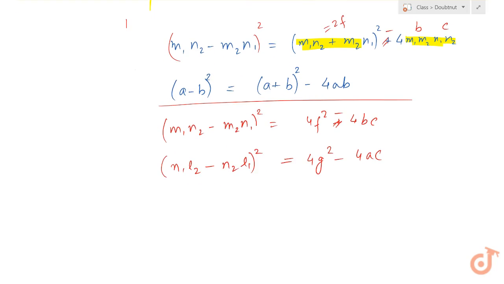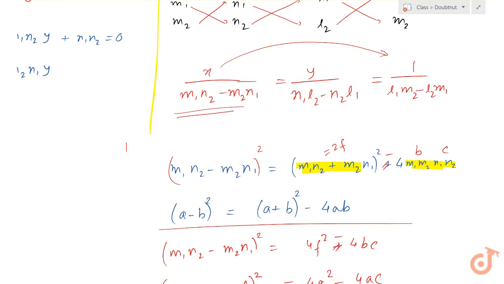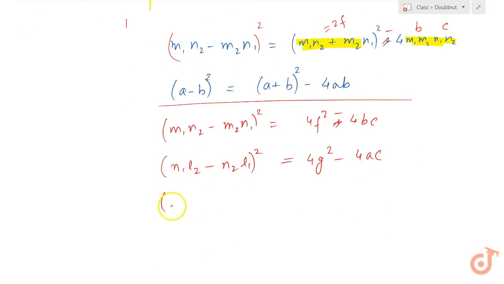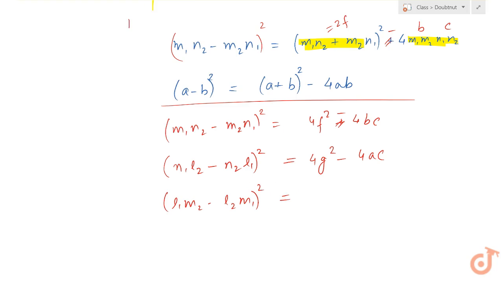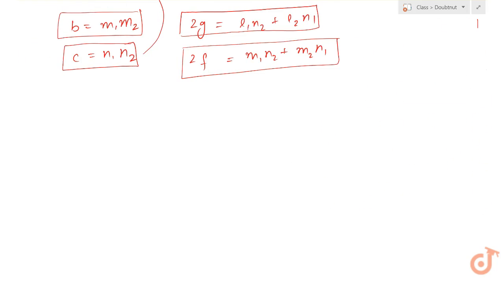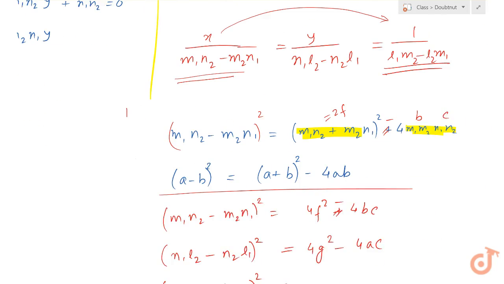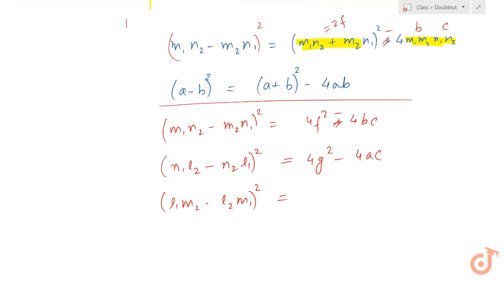And last but not the least is the third one, right? The third one is L1 M2 minus L2 M1. So this will become L1 M2 minus L2 M1 whole square. And the third one that is left, what was left? This thing is 2h, right? And a into b, L1 L2 and M1 M2. So this will become 4h square minus 4ab.